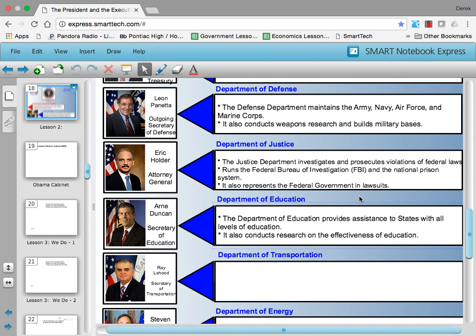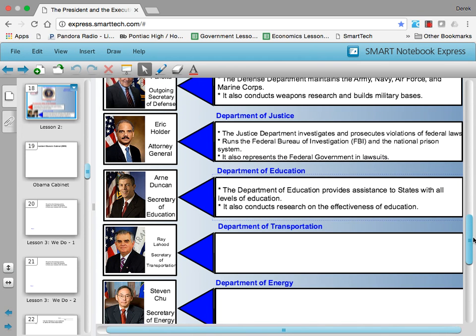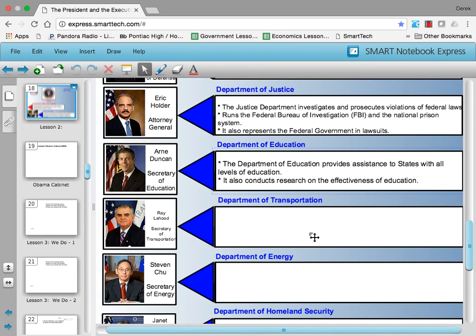The Department of Education provides assistance to states with all levels of education. It also conducts research on the effectiveness of education, and recently has created a number of incentive programs for states to try to get states to provide better education to their students. A lot of their work has been kind of controversial, but they are trying to make sure that we are all getting a better, more effective education. That is our Department of Education, not our DOE.